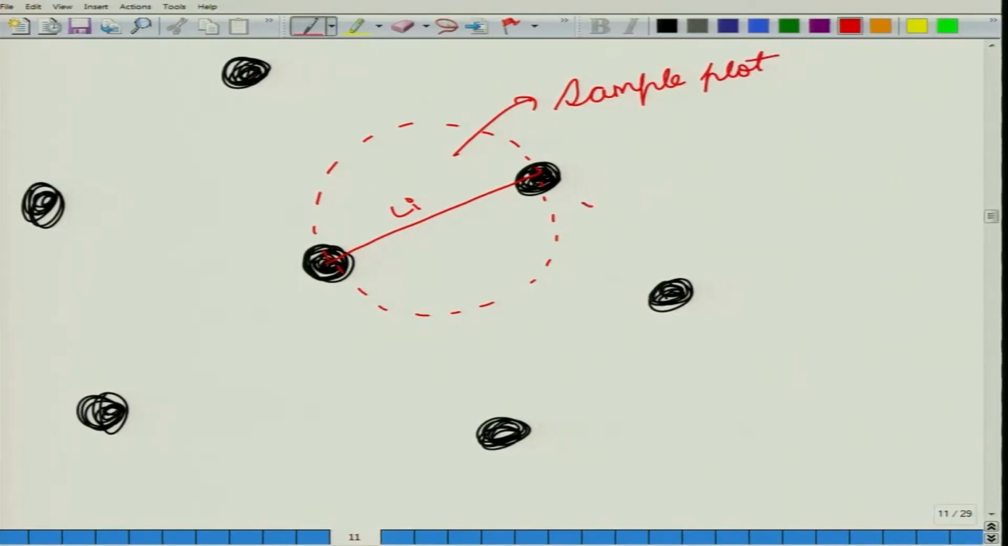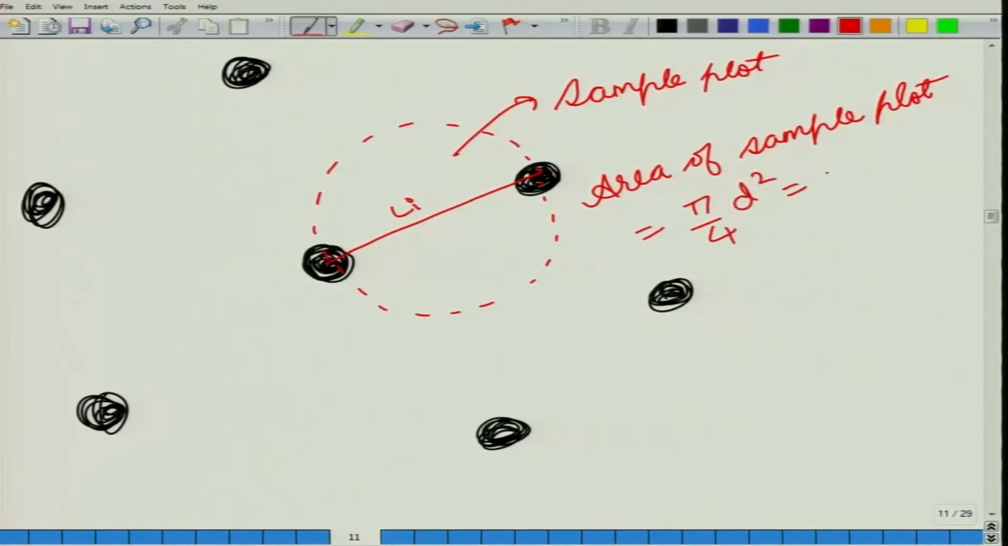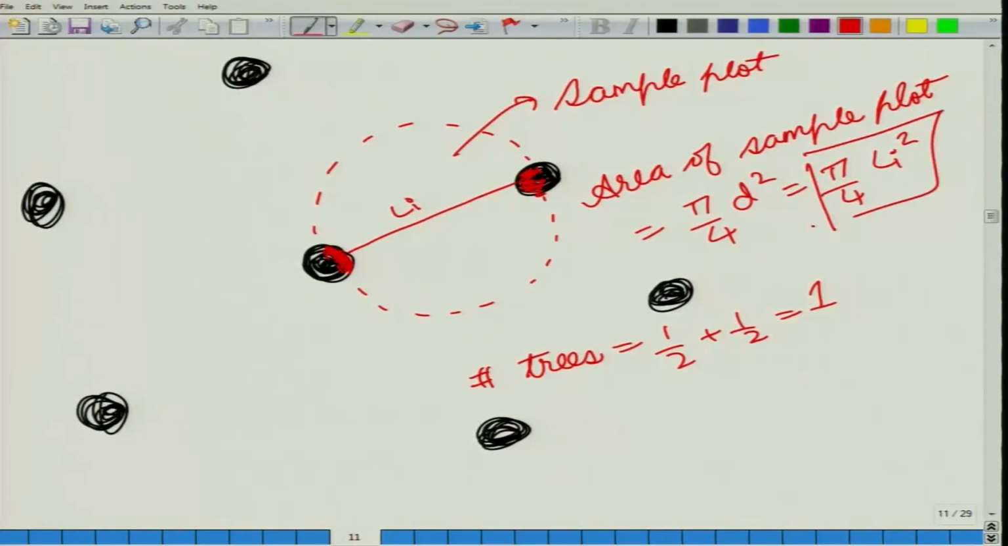Now what is the area of the sample plot? Because it is a circle, it is given by pi by 4 d square, which in this case is pi by 4 Li square. Now what is the number of trees in this sample plot? Here we have this portion of a tree, which is roughly half a tree, and here also we have half a tree. So the total number of trees is half plus half, that is 1 tree. Now, we have 1 tree in this area, pi by 4 Li square.